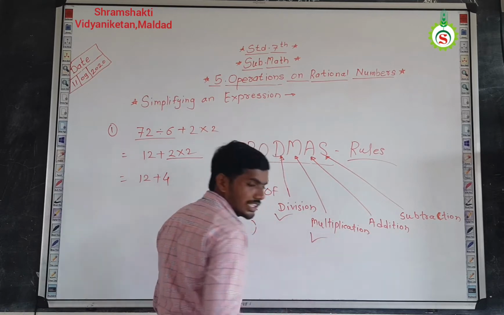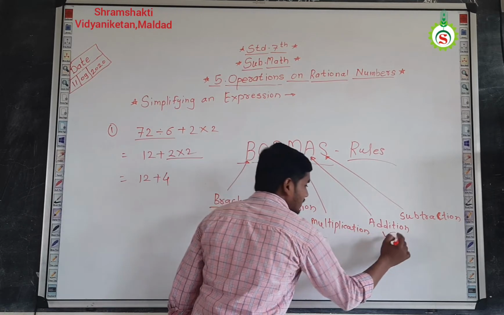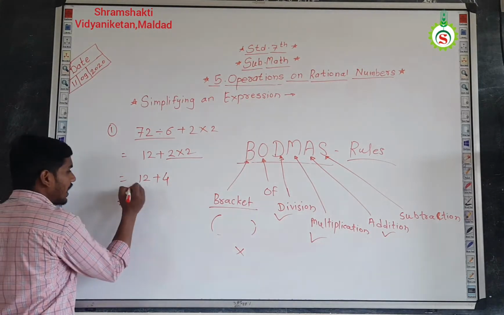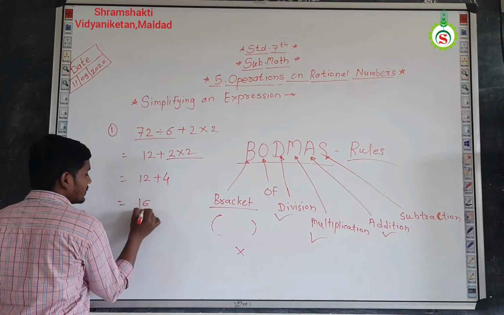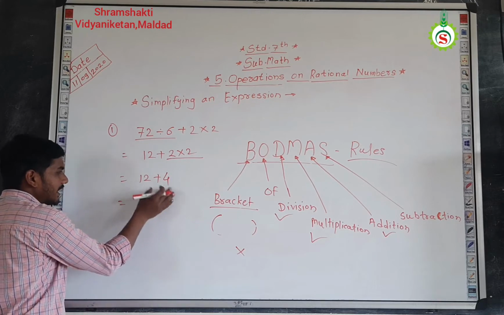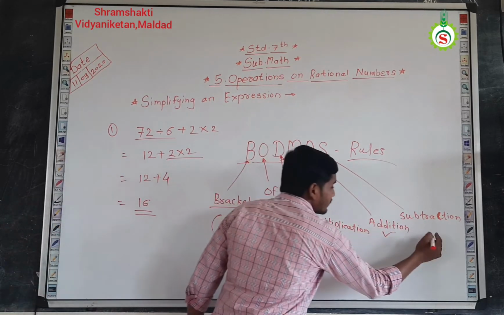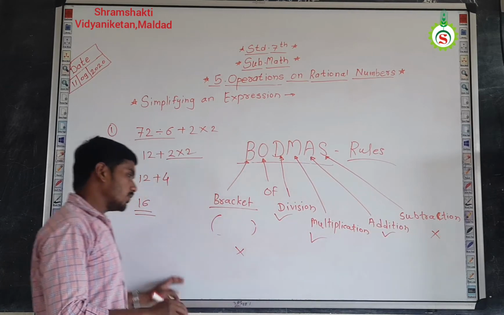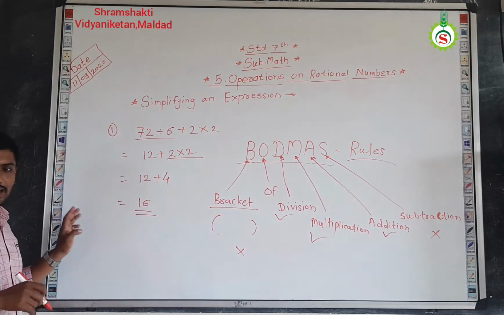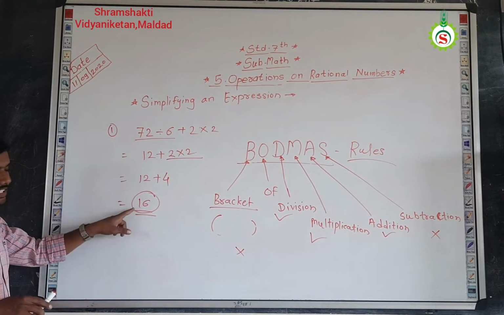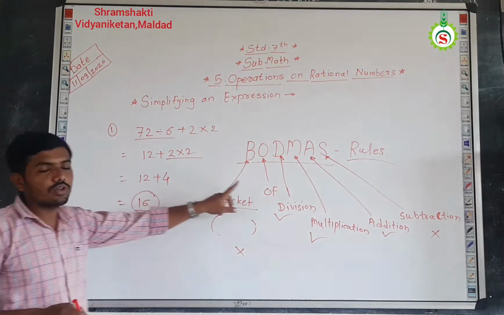Now multiplication is also done. Next one is addition. So there is addition given, so I will do the addition. 12 plus 4 is 16. Now is there any operation given? No. That means subtraction is not present, so we will leave out the subtraction. So finally you will get the answer for that expression, 16, according to the BODMAS rule.